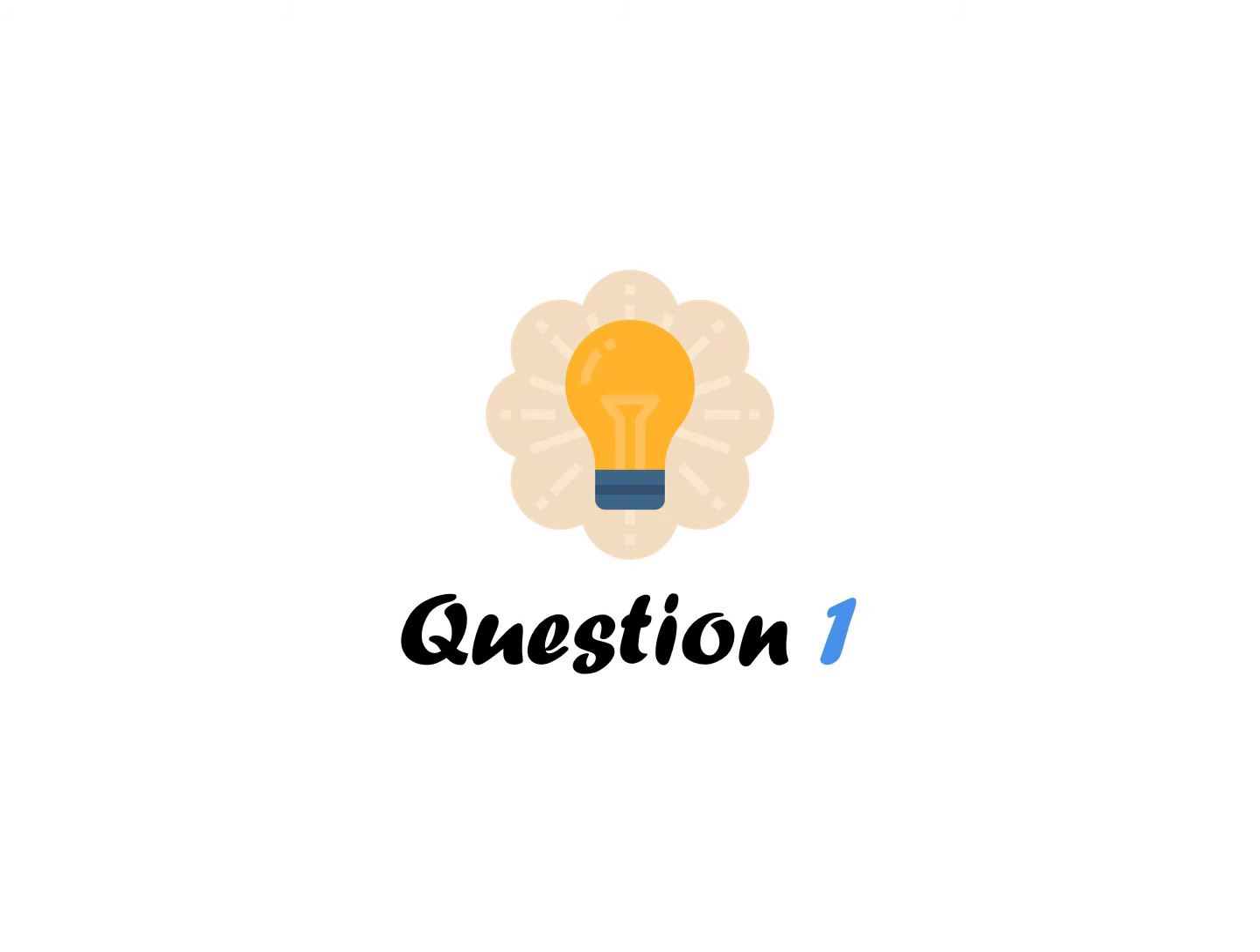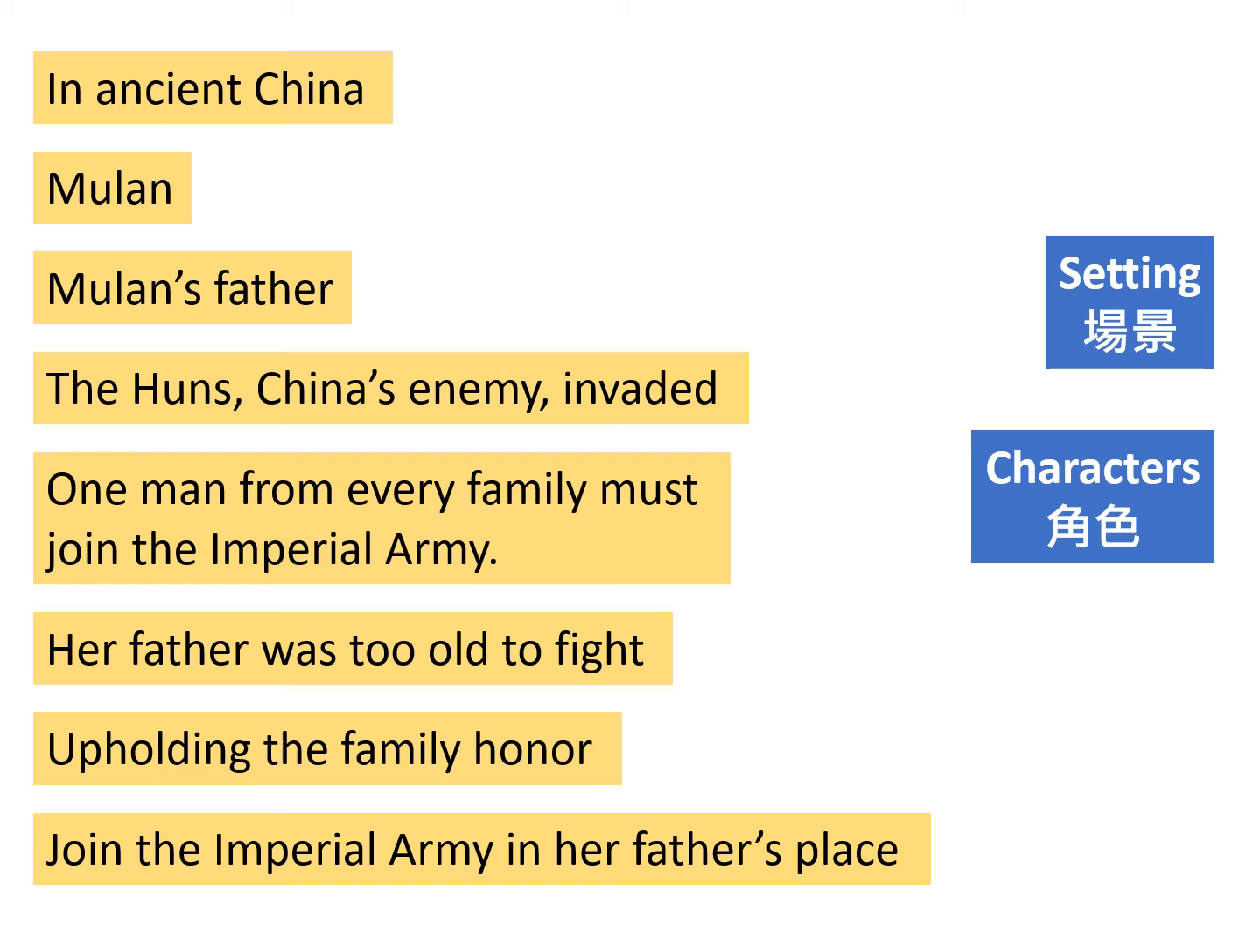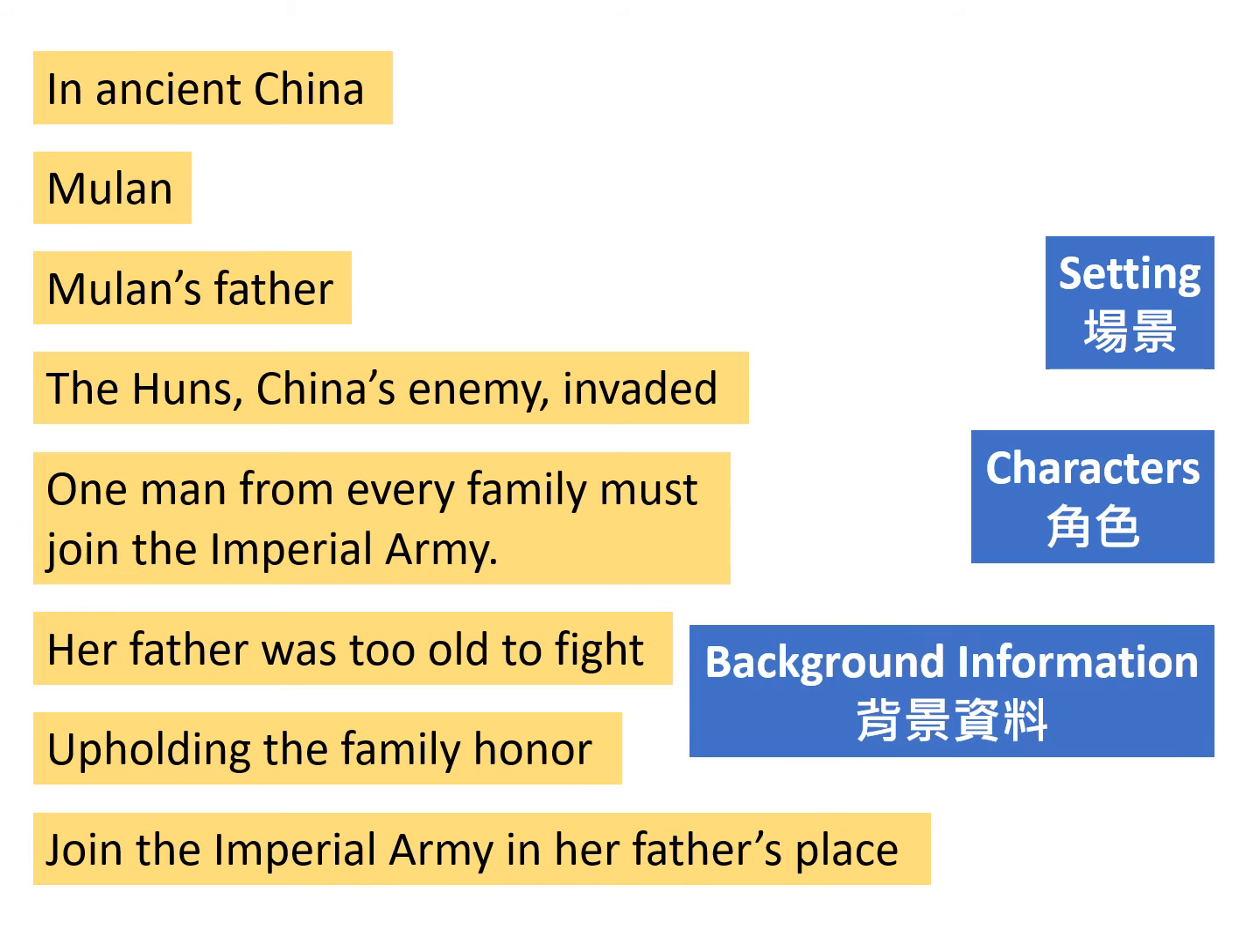Question 1. These are the keywords and facts that we have found from the first part of the story. To identify the exposition of the story, we need to match the important information with the setting, characters, and background information. Can you match the keywords and facts on the left to the boxes on the right?